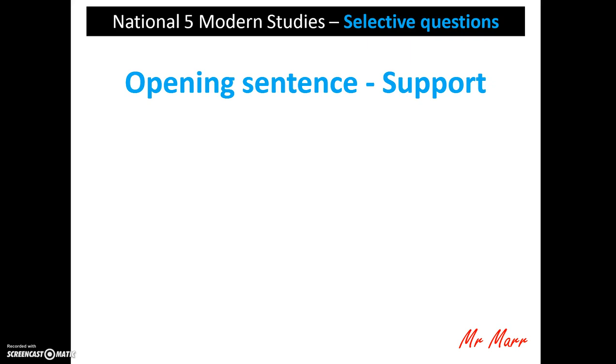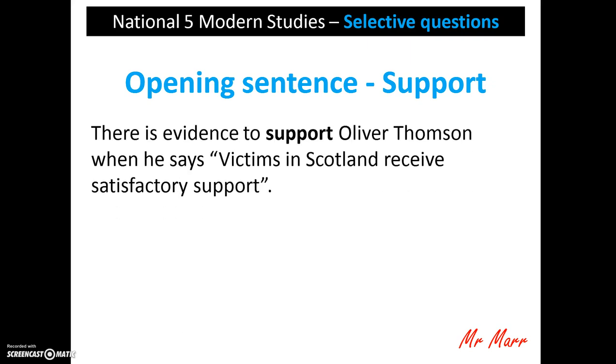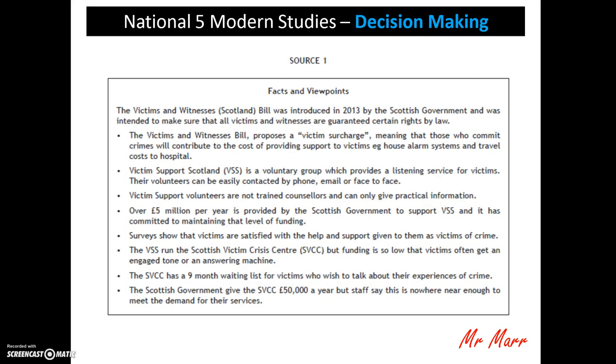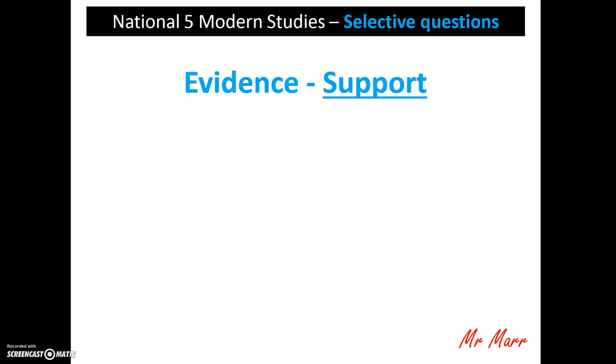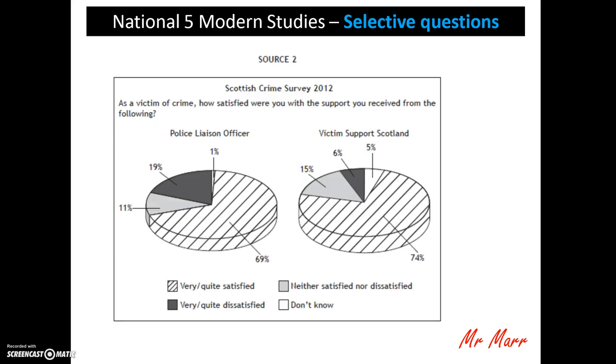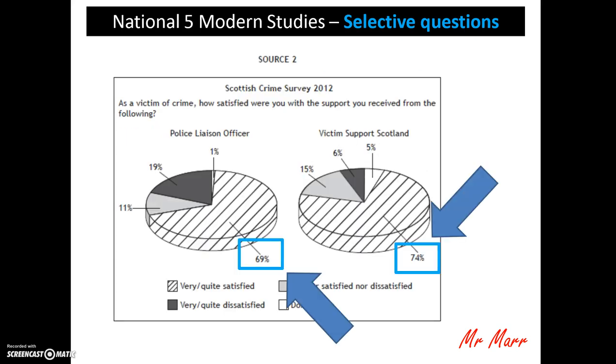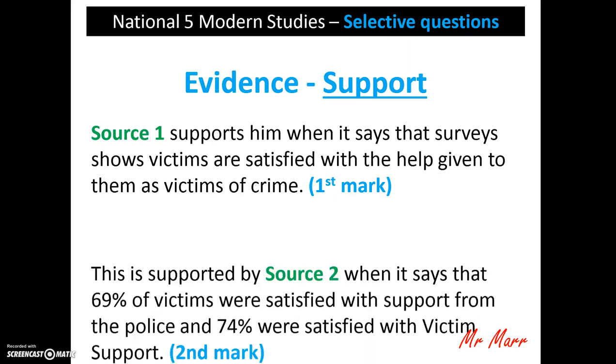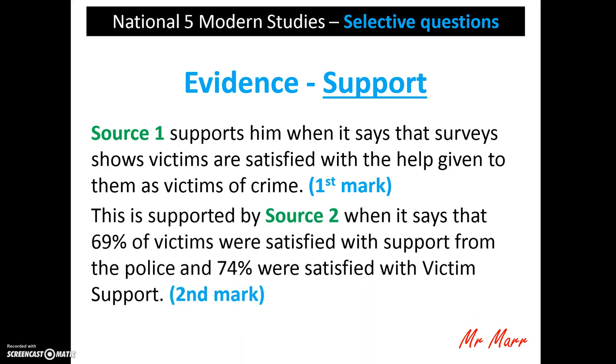We should discuss, as has been mentioned, the issues that support the issue in the first place. Start with a sentence that proves this. In this case, there's evidence to support Oliver Thompson when he says that victims in Scotland receive satisfactory support. Now we have to give up to 5 pieces of evidence that supports him in this. We'll look at our different sources to find this. In this case, source 1 has a piece of information, and so we can write this down, gaining our first mark. We then look at other sources and try and identify relevant pieces of information, and we would write this down to gain our second mark.